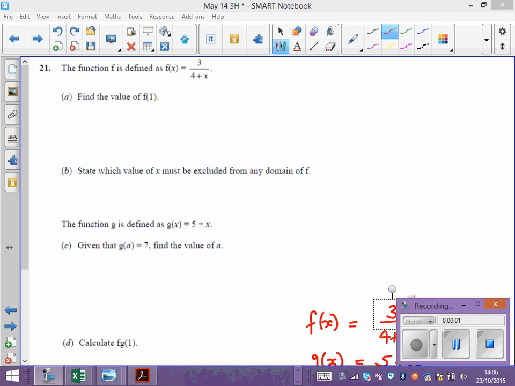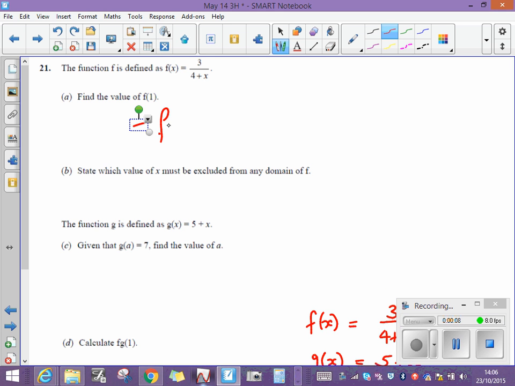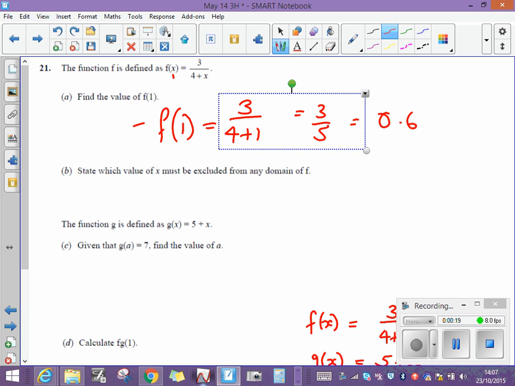Okay, here we have a function. f of x in this case is 3 over 4 plus x. So if we want to find f of 1, we're going to replace the x with a 1. So it becomes 3 over 4 plus 1, which is 3/5, or you could write it as 0.6.